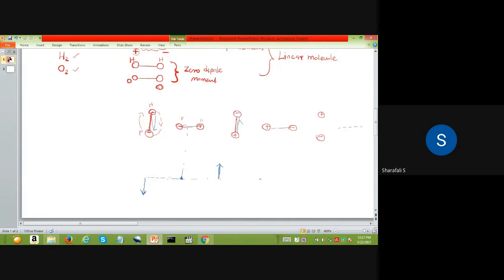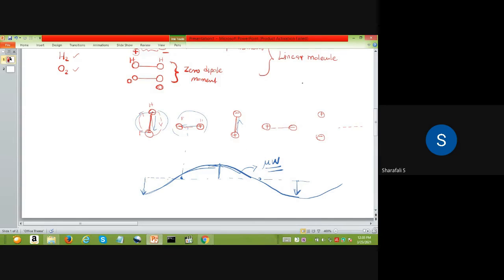Then again it will become down. I'm just representing its direction. So we have a continuously varying electric field here. If this molecule rotates, this dipole moment rotates like this, then that will produce some particular electromagnetic radiation, and this electromagnetic radiation is nothing but the microwave. Its frequency will come in the microwave range.